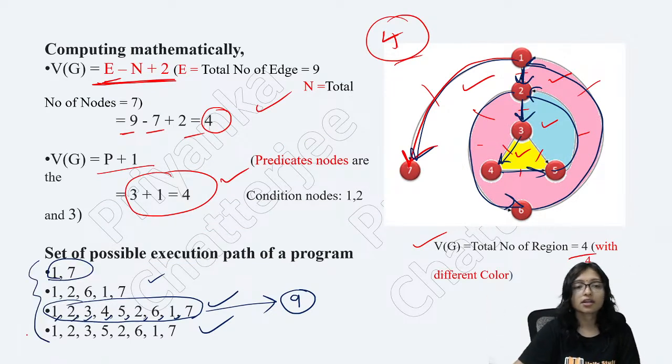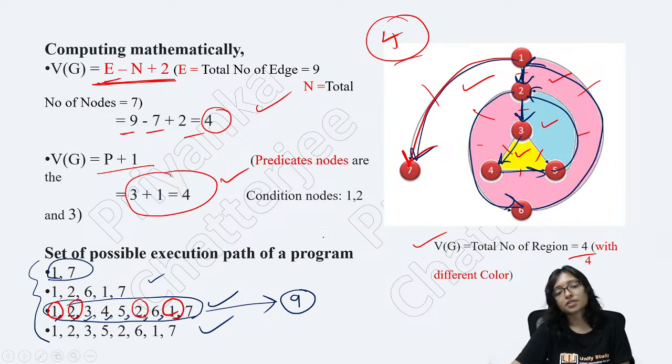Is this clear? Although 1 you are repeating 2 times, you have to count 2 times. 2 you are repeating 2 times, you have to count 2 times. So the number of nodes in the largest independent path will be 9 here.